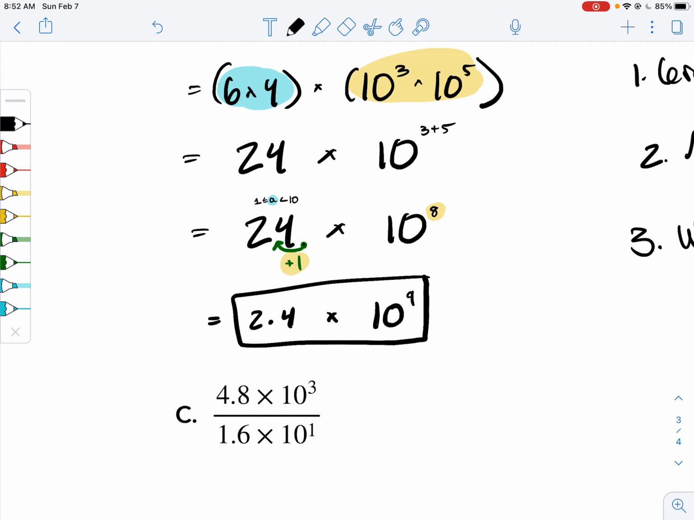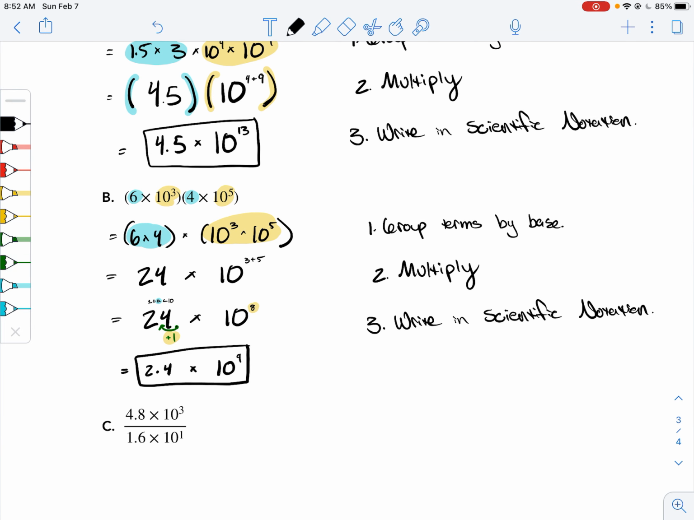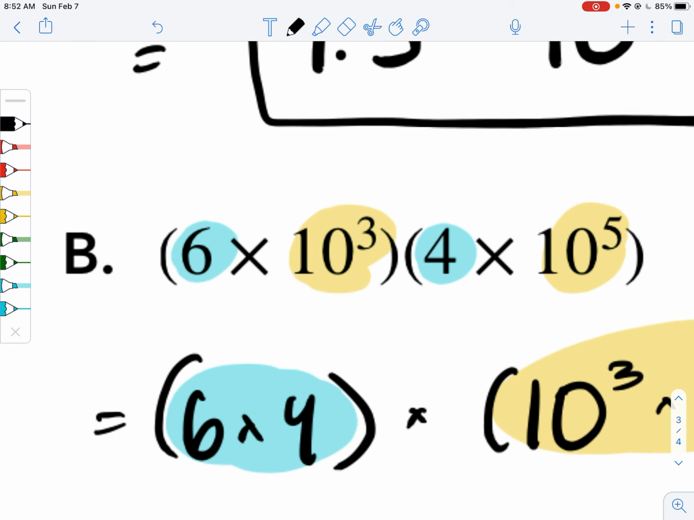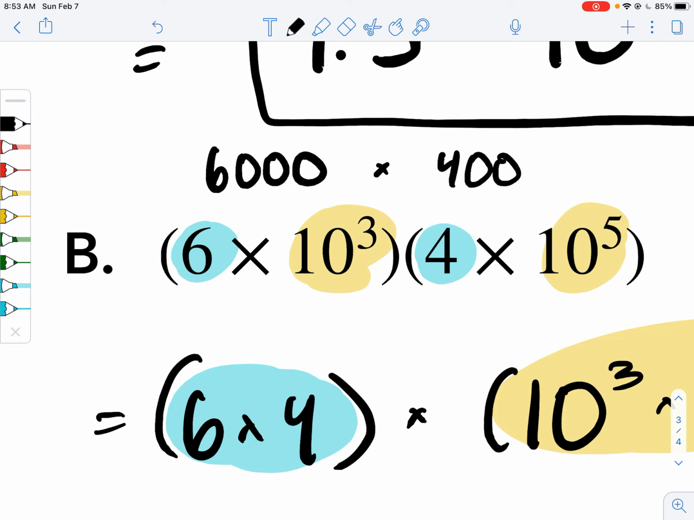Okay, cool, but why are we doing this? Why does this make our life easier? Well, let's say that you're working in your job and you're working with these big numbers. You're working with 6 times 10 to the third, so 6 times 10 to the third is 1, 2, 3. Okay, and then you're also working with 4 times 10 to the fifth. 1, 2, 3, 4, 5. So you need to figure out what is 6,000 times 400,000.